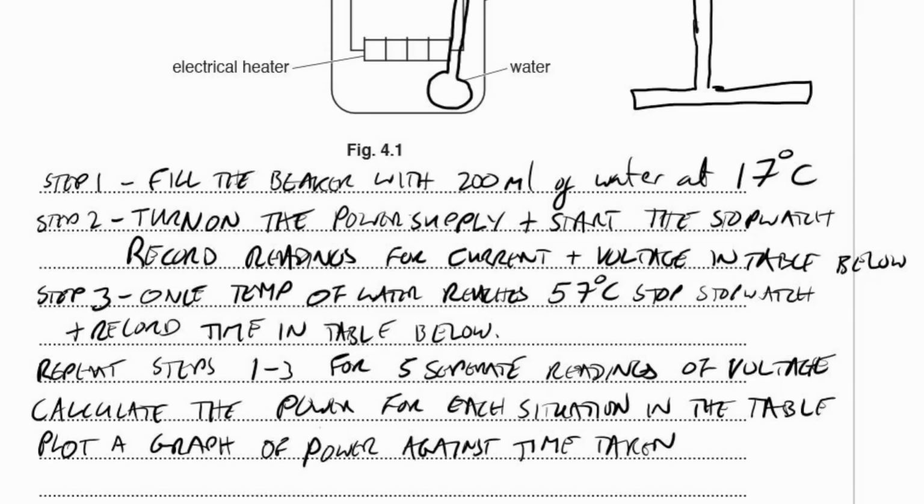So there we are, we calculate the power for each situation in the table, and we plot a graph of power against time taken. And what we're looking for is the relationship between power and time taken. How does the time taken become smaller when compared with the power?